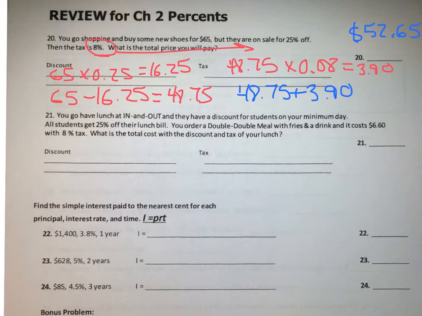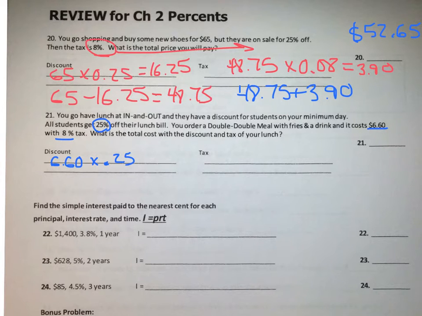21. You go have lunch at In-N-Out and they have a discount for students on your minimum day. All students get 25% off their lunch bill. You order a double meal with fries and a drink. Cost $6.60 with 8% tax. What is the total cost with your discount and tax of your lunch? So again, start with discount. We have $6.60 times my percent of 25 as a decimal.